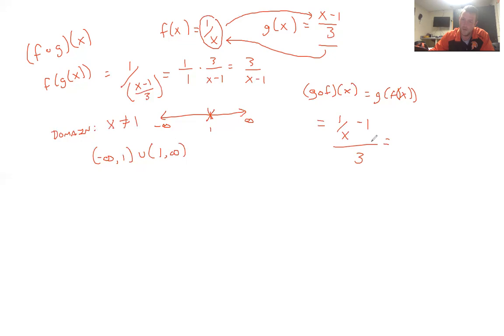Well, since both of them are divided by 3, this would be 1 over x over 3 and minus 1 over 3. So that would be the simplification. And dividing by a simple number would be the same thing as saying 1 over 3x minus 1/3. Okay, so this is g of f of x.